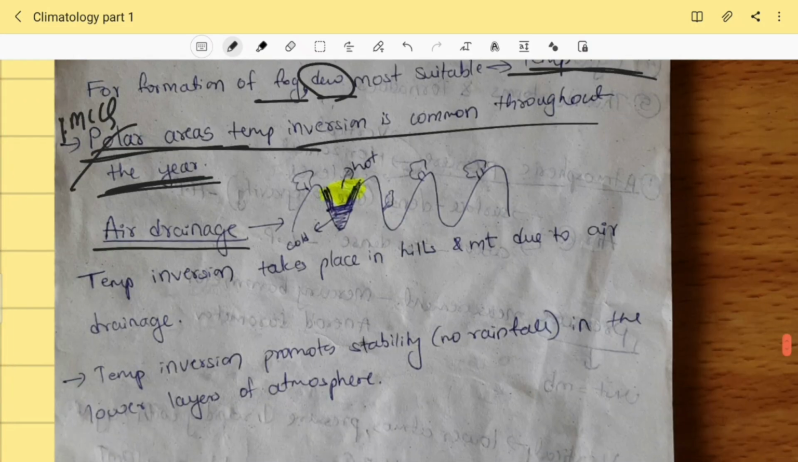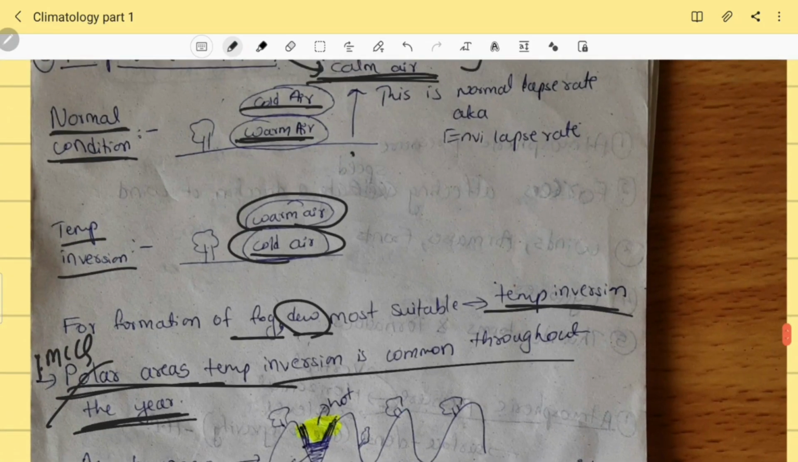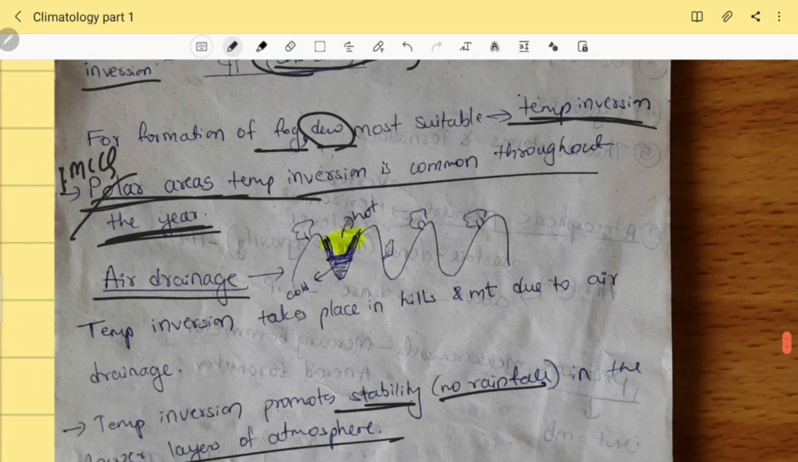And temperature inversion promotes stability, that is no rainfall in the lower layers of the atmosphere. Just remember that if this condition is there, then no rainfall. We'll study how we get rainfall, and what conditions should be met for rainfall to happen, in our climatology part 2. Just know that if there is this temperature inversion condition, then there's no rainfall.